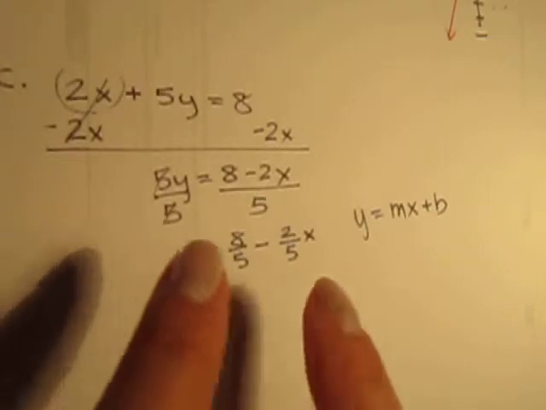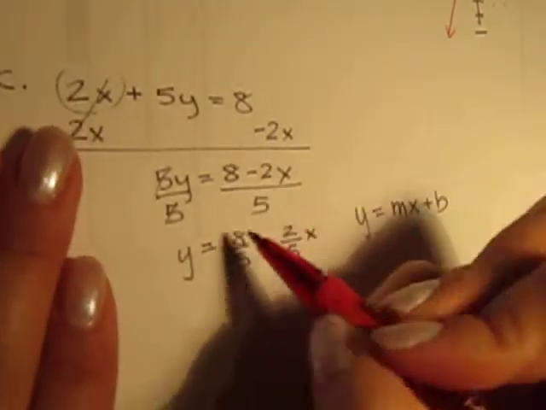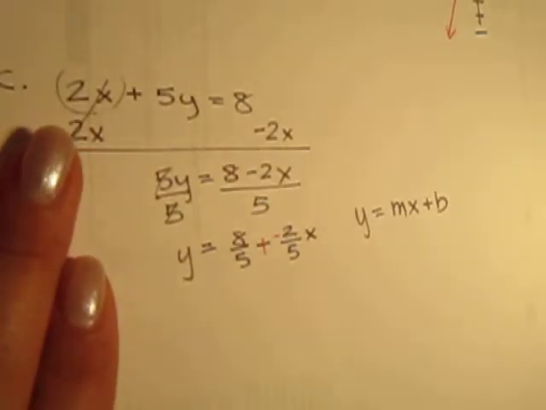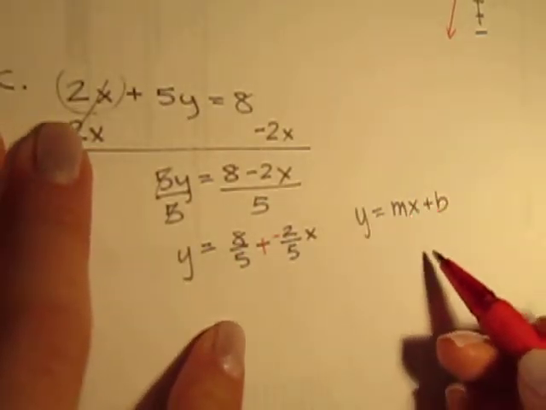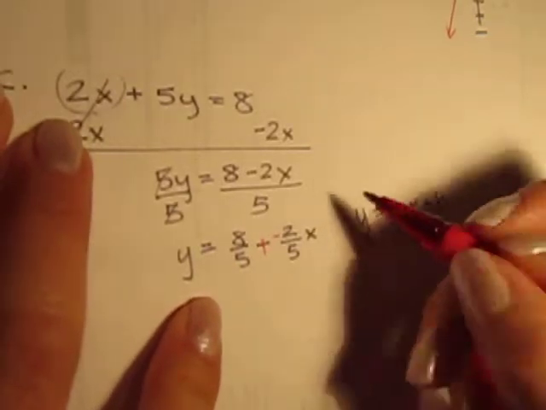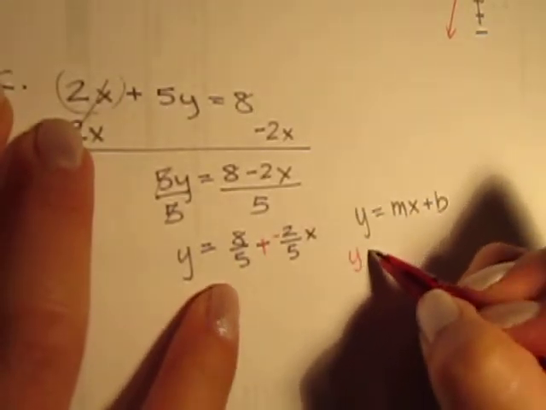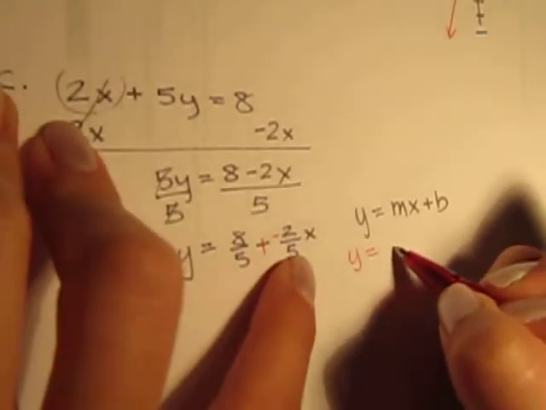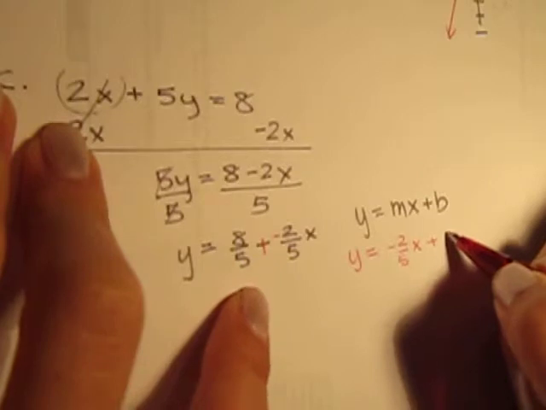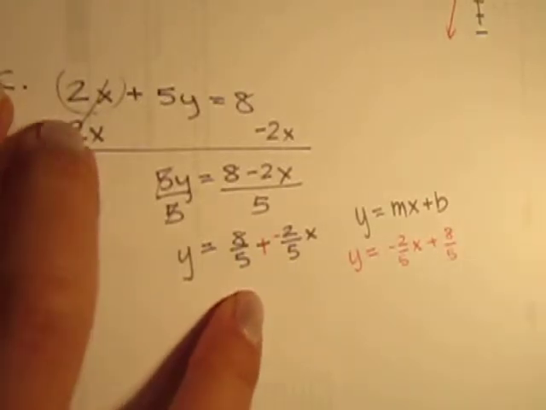A lot of times it's easier to change things to an addition problem so that you don't lose that negative somewhere. So now if I switch it around to make it look like slope-intercept form, it's going to look like y equals negative 2 over 5x plus 8 over 5.